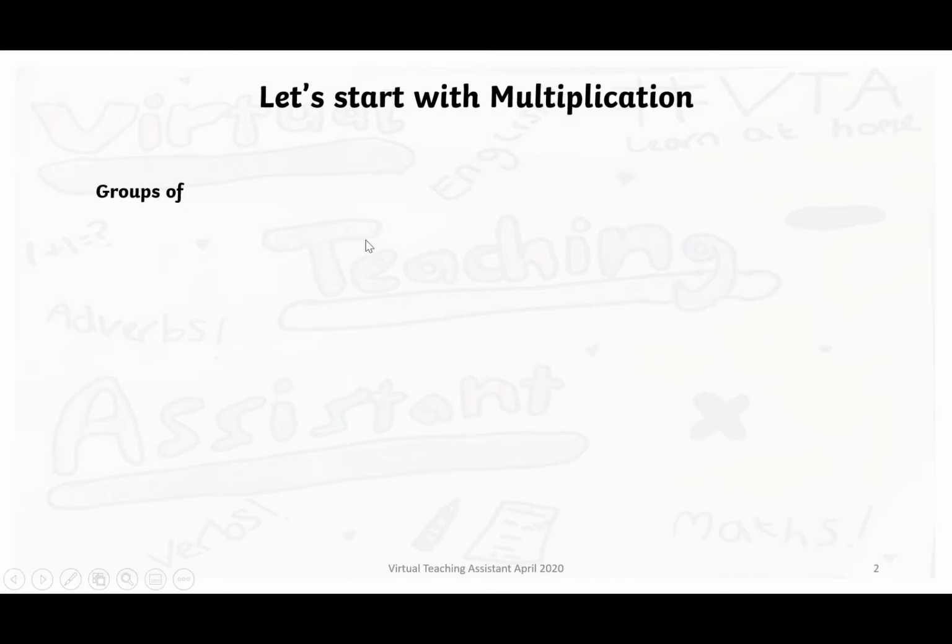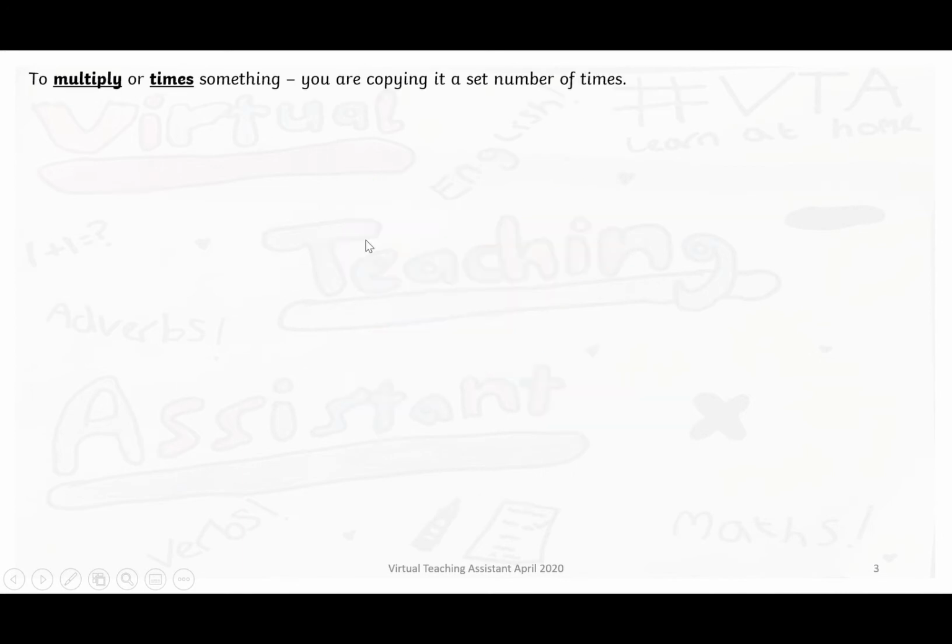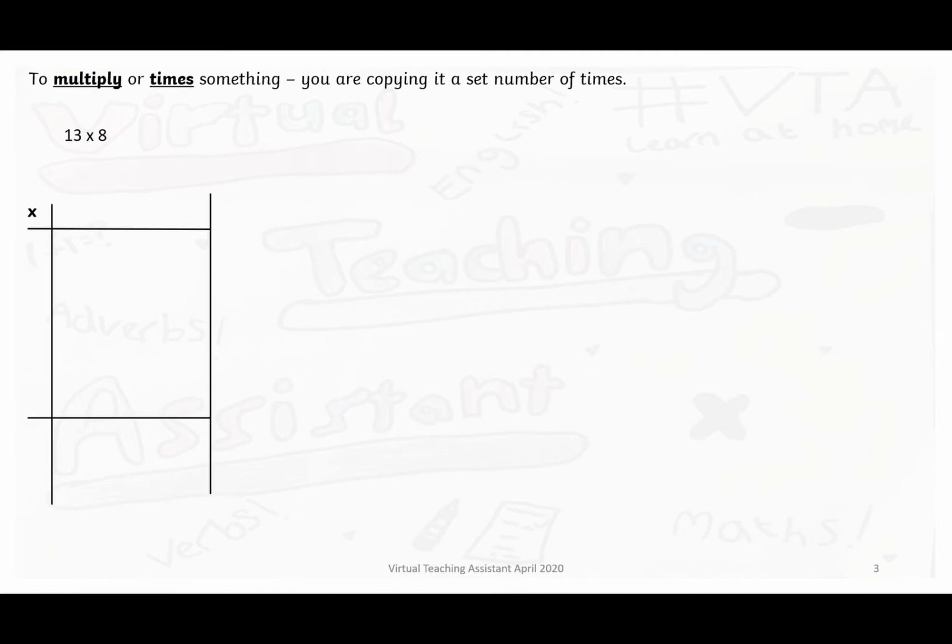Okay, so again, different vocabulary: groups of, lots of, repeated addition, double, multiples or times. To multiply times something, you're copying it or repeating it a set number of times. So for instance, 13 times 8. So I'm going to do 13 lots of 8.